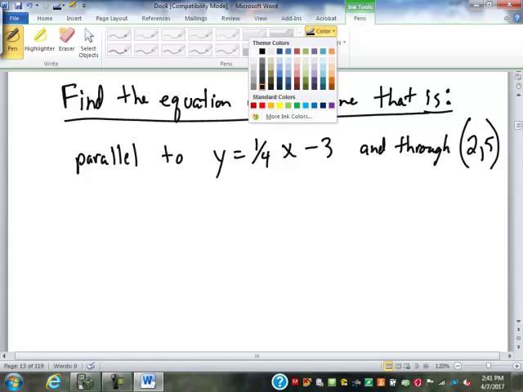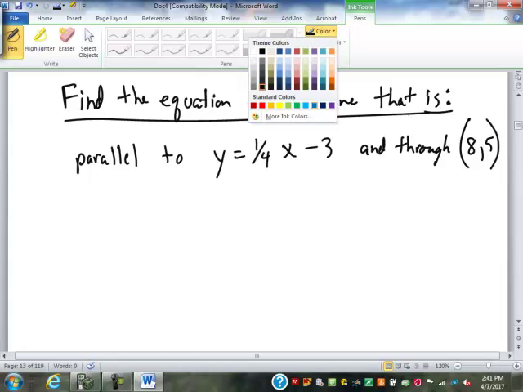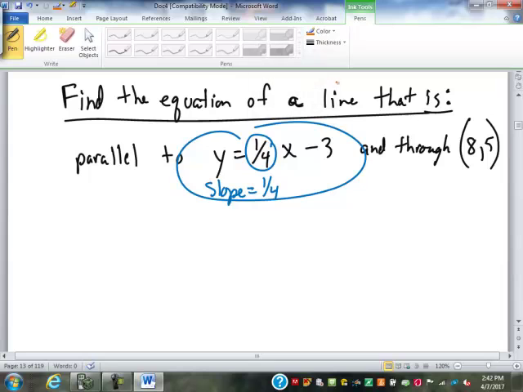Well, oops, let me make that work a little better. Let's say we're going through the point 8, 5. It'll be easier for us. So the first thing we have to do here is find the slope of this line. What's the slope of that line in the equation? 1/4. Good. The number that multiplies the x. So now we're trying to find the parallel. So the slope of the line that's parallel, is that going to be the same slope or the opposite reciprocal? The same slope. So that'll also have a slope of 1/4.